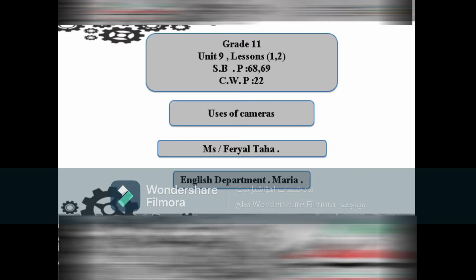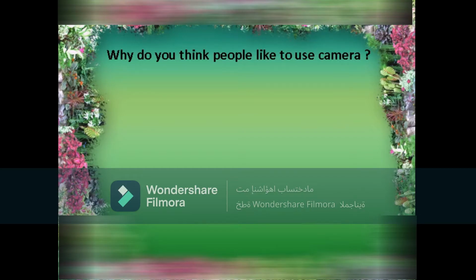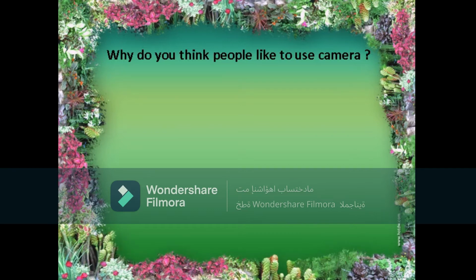Please prepare yourself. Open your student's book page 68 and 69 and your classwork note page 22. Okay, our unit is about uses of camera. Let's start our lesson with a question. Why do you think people like to use camera?